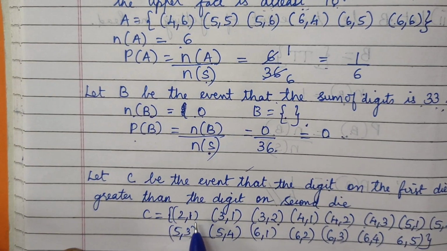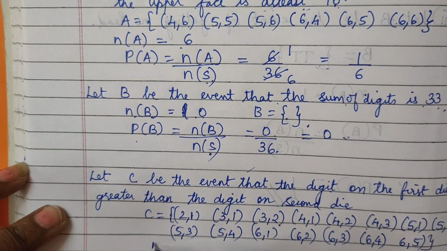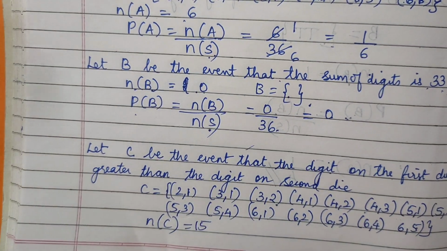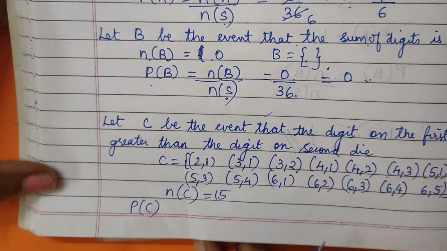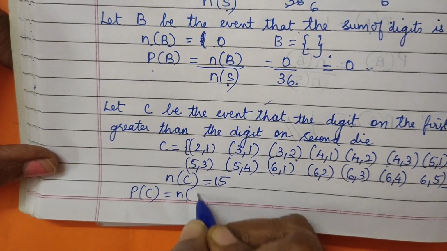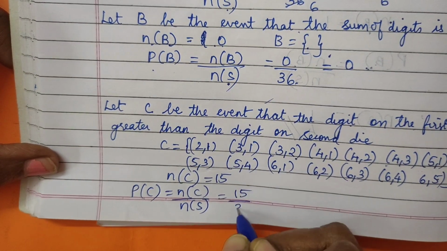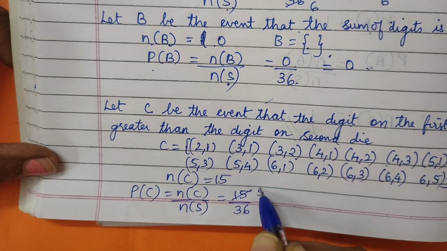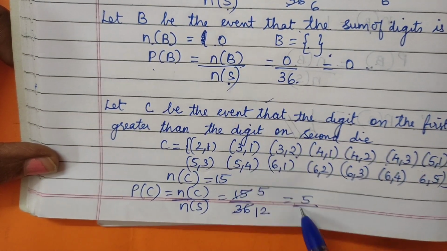So how many did you get? 1, 2, 3, 4, 5, 6, 7, 8, 9, 10, 11, 12, 13, 14, 15. So N of C is 15. Now can I find the probability of C here? Yes. Probability of C is N of C upon N of S, the sample space. So 15 upon 36. Is cancellation possible? Yes, 3 table: 3 fives are 15, 3 twelves are 36. So we got 5 upon 12.